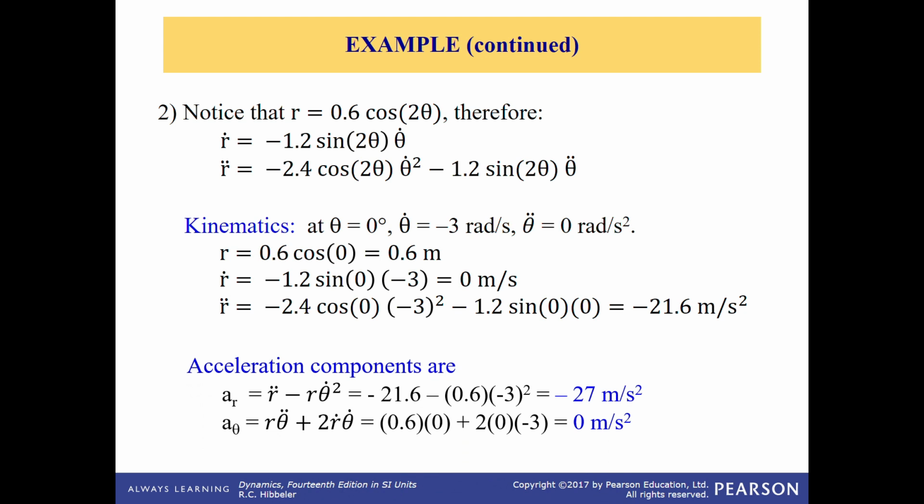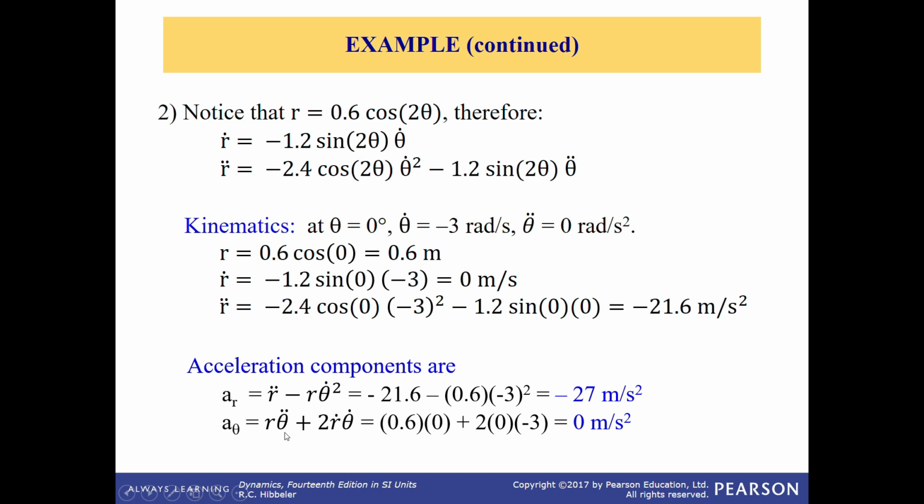So to find this, once you know each component, you can just plug in here: a_r equal to r double dot minus r theta dot square. You take this value, negative 21.6, plug in here, and then minus r, which you already obtained somewhere over here, times negative 3 square. So you will have a_r equal to negative 27 meter per second square.